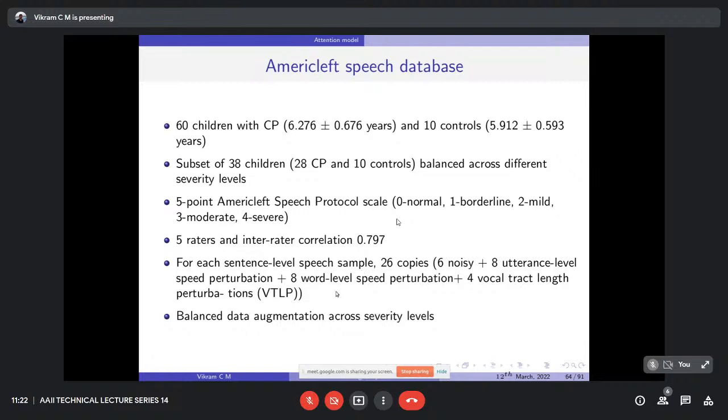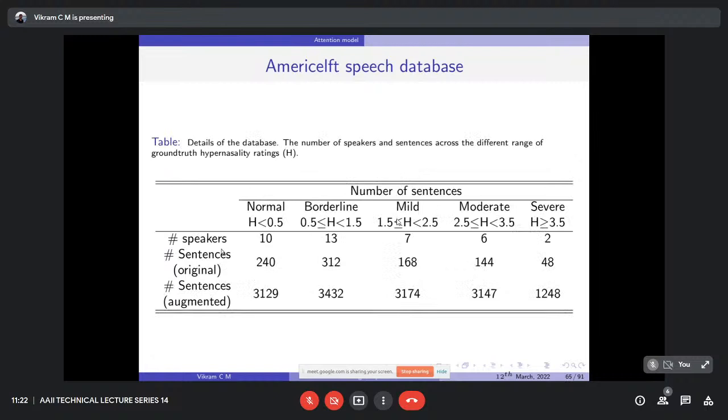And one more thing is, for each severity category, normally we have more data, and for the severe case we have very few children. For the less available cases we did more augmentation, and for the more available data we did less augmentation. So like that we did some balancing here. This shows the speakers, along with the number of sentences available for each severity category. Suppose for severe cases we have only 48 sentences in the original data, but after augmentation, we got many more samples here.